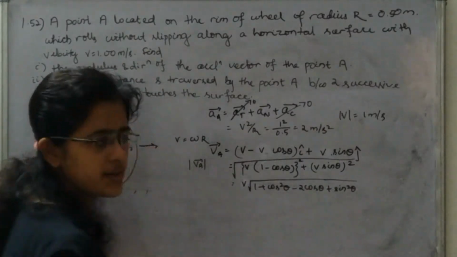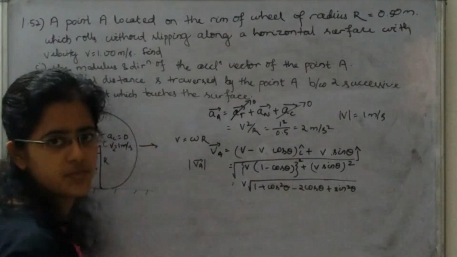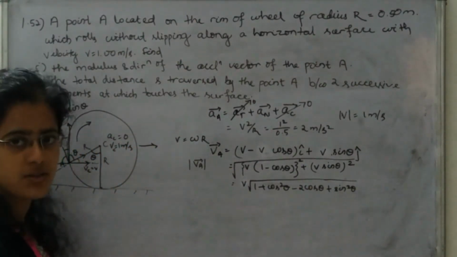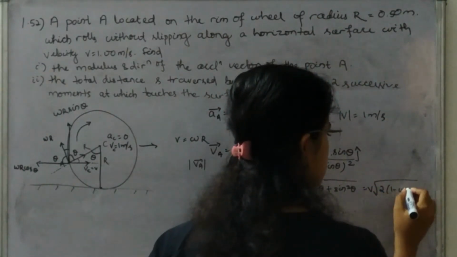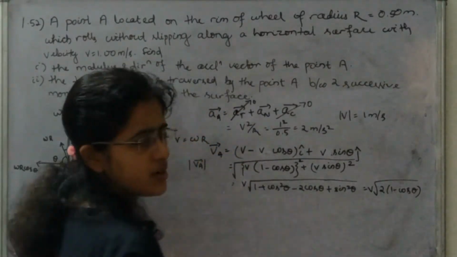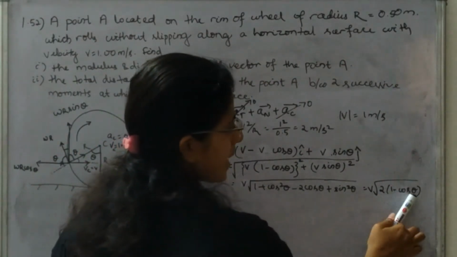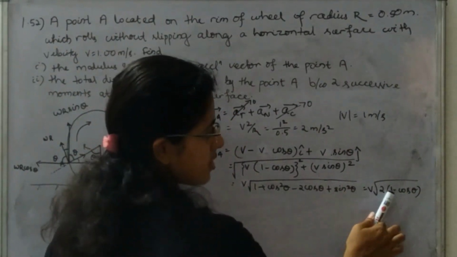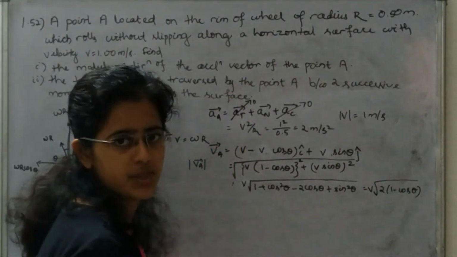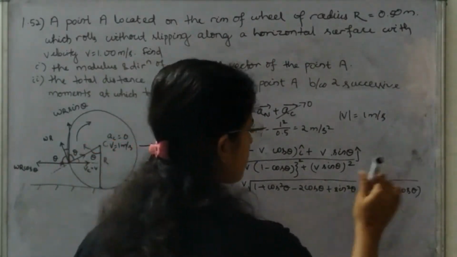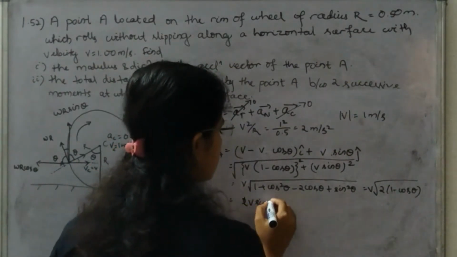Cos square theta plus sin square theta is 1. We know 1 plus 1 is equal to 2, so 2 minus 2 cos theta. So we can take 2 common, 2 into (1 minus cos theta). Cos theta is how much? 1 minus 2 sin square theta by 2. Put this here: 1 minus 2 sin square theta by 2. The 1 cancels out and minus minus is plus. So this will be 2 into 2 sin square theta by 2, that is 4 sin square theta by 2. The root of this means how much? 2 V sin theta by 2.